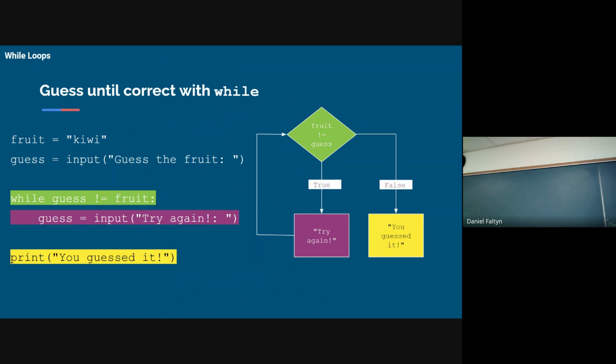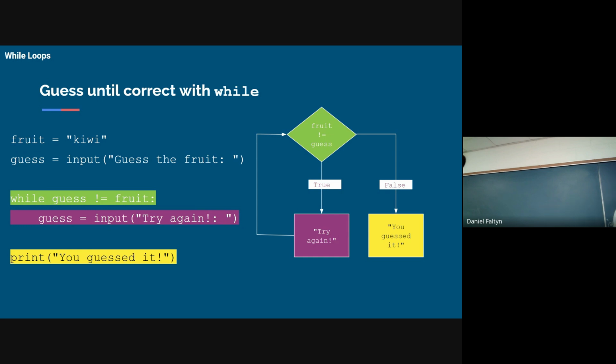I still have my condition, fruit equals kiwi, and I'm still asking the user, hey, guess the fruit. So someone puts in strawberries. The syntax here is while my guess does not equal fruit. So my fruit is kiwi. The guess is whatever the user put in, strawberries, blueberries, whatever. While it is not the same, I'm going to ask the user that question again.